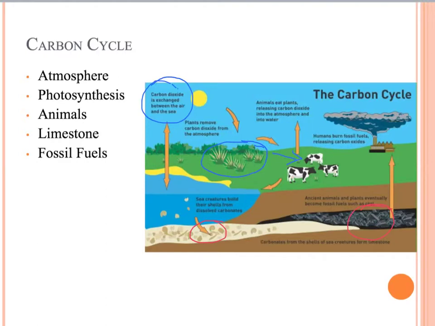Limestone is a very solid form of basically chalk, and chalk is calcium carbonate. So the carbonate means that it contains carbon. So there are very large quantities of carbon stored underground in the form of chalk deposits and also in the form of fossil fuel deposits. But when those fossil fuel deposits get burnt by things like power stations or vehicles, that carbon dioxide is then released back into the environment.